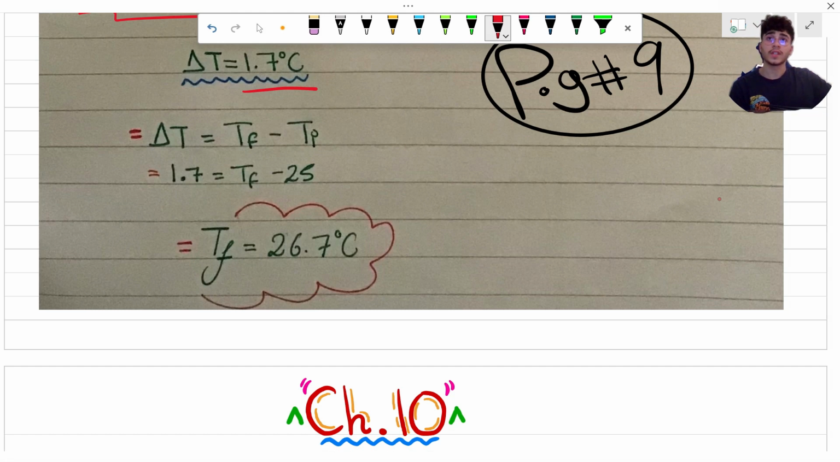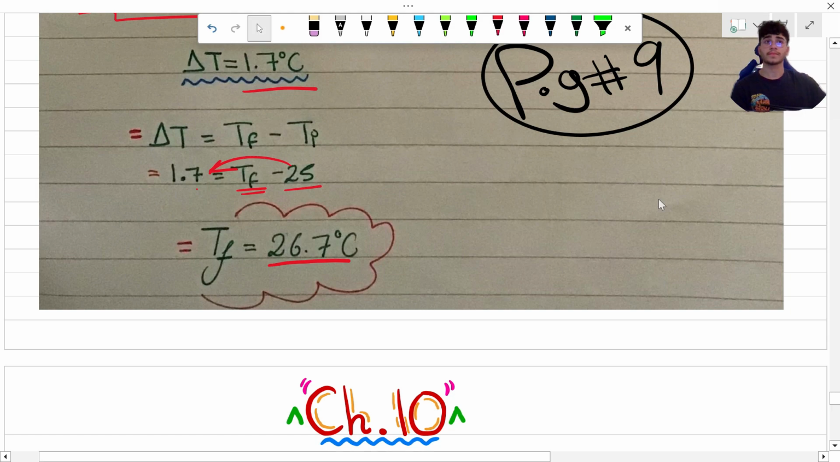Now that we have found delta T is 1.7, delta T is temperature of the final minus temperature of the initial. Delta T is 1.7 and the initial temperature is 25. So 1.7 is equal to TF minus 25. Move 25 to the other side. Isolate TF, and TF is equal to 26.7 degrees Celsius.